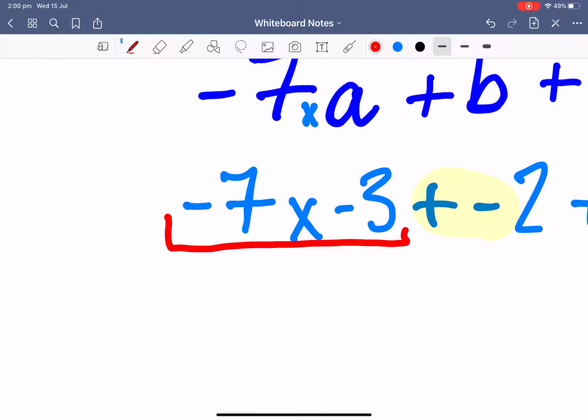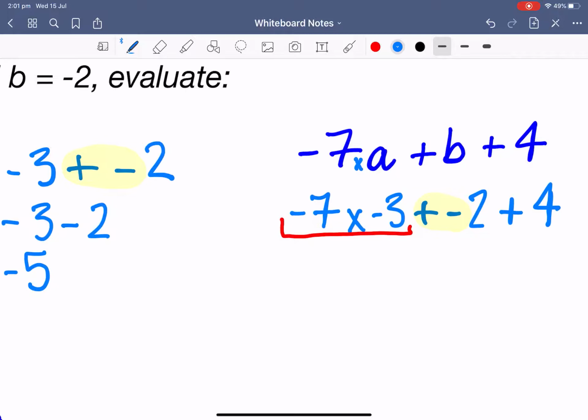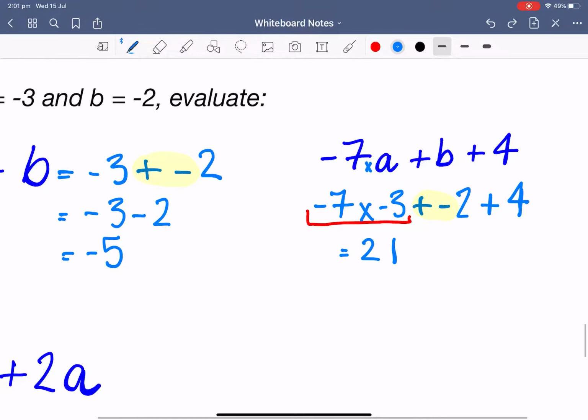Now, the first thing we need to do, remember, with BODMAS is to work out the multiplication, okay? So you first want to do -7 times -3. And remember that when you have two negative values and you multiply them together, you get a positive value. So you end up getting 21. Now, we don't need to write the positive in front. We just know that it's positive, okay?